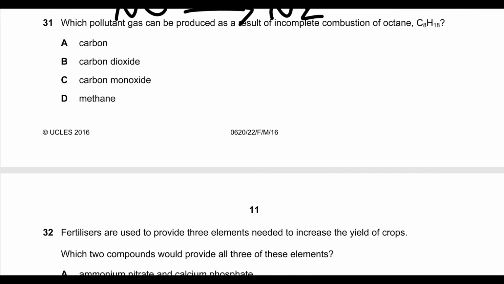In question 31, which pollutant gas can be produced as a result of incomplete combustion? Just a few seconds ago, we talked about it. Here you have alkane, incomplete combustion, that means carbon monoxide.